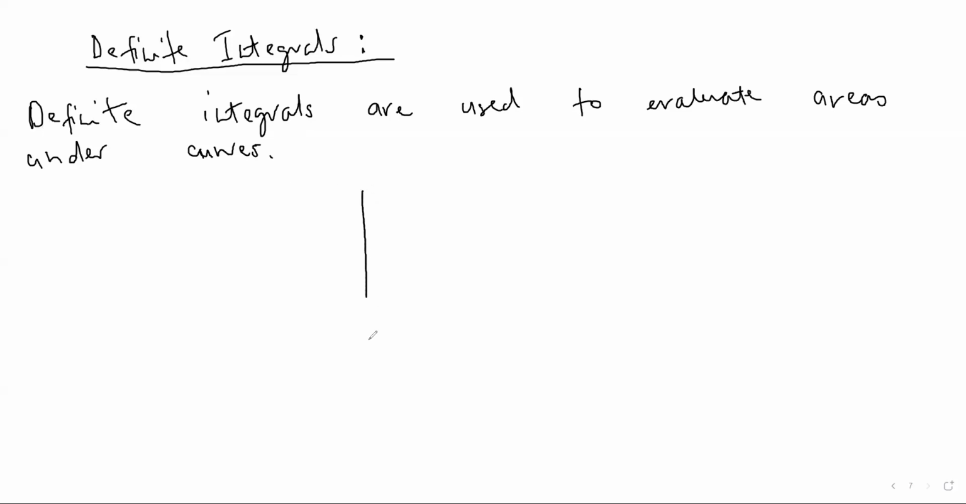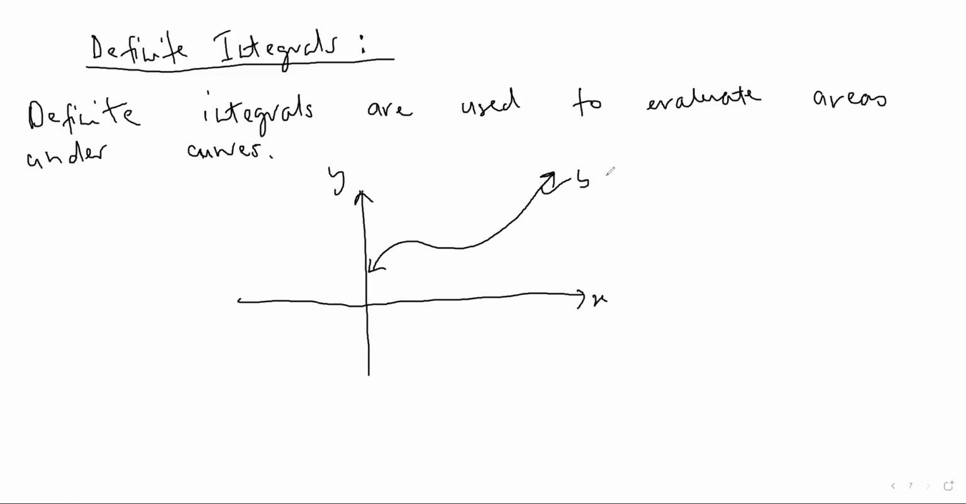Let me just do a little drawing of this, just a rough sketch. That's our y-axis, and this is our x-axis. Let's say this is our function here, and the equation of this curve is y equals f of x. That's a over here, and that's b over here, and the shaded region is the area. Let's say we want to calculate the area of the shaded region under the curve.